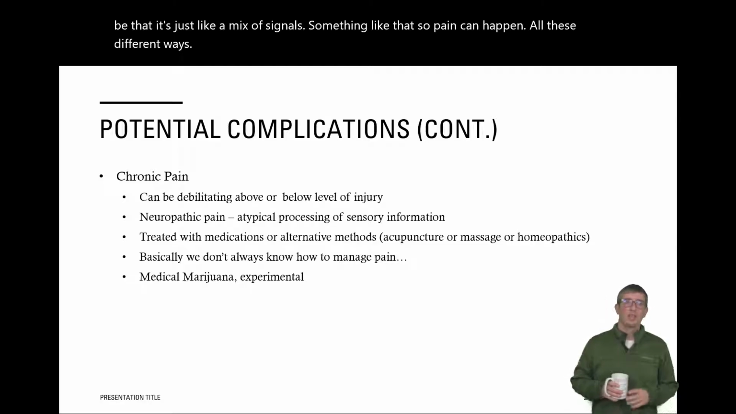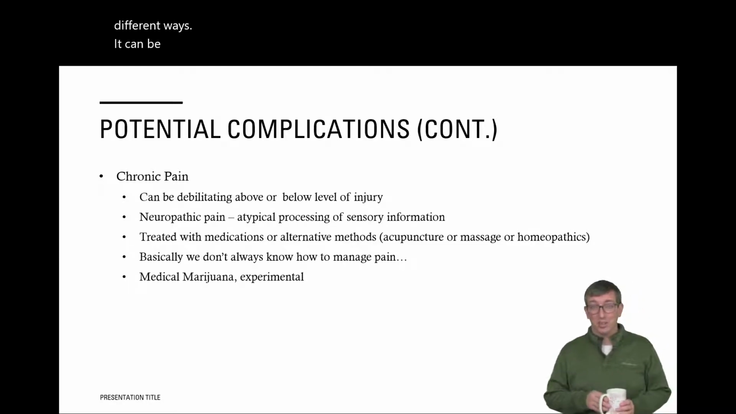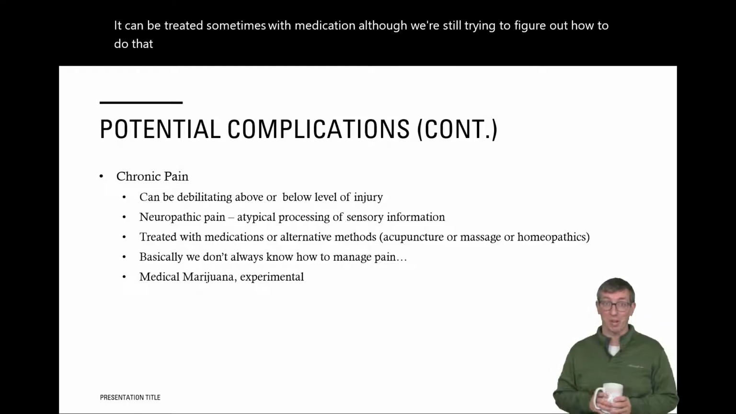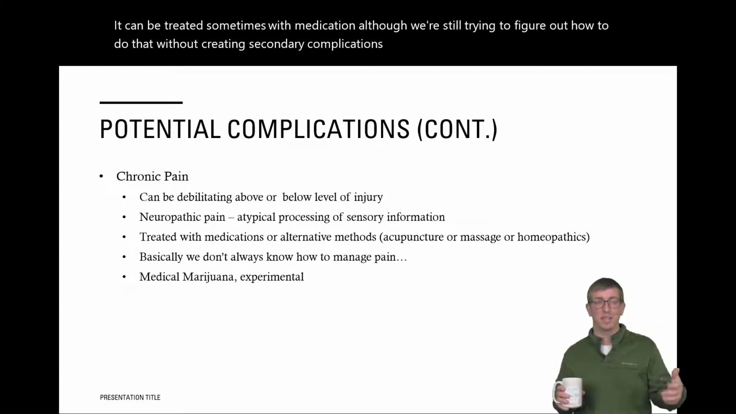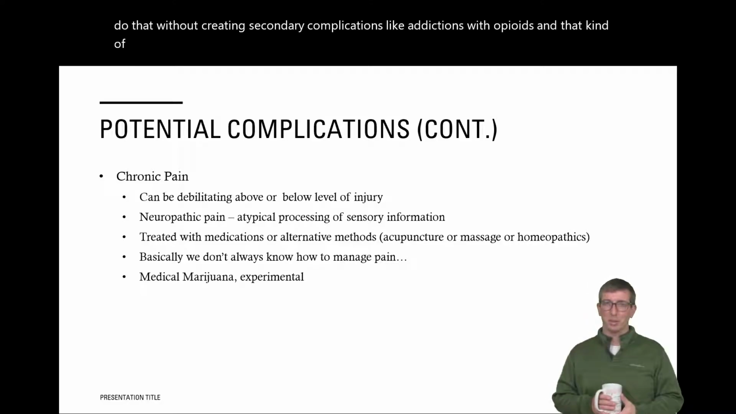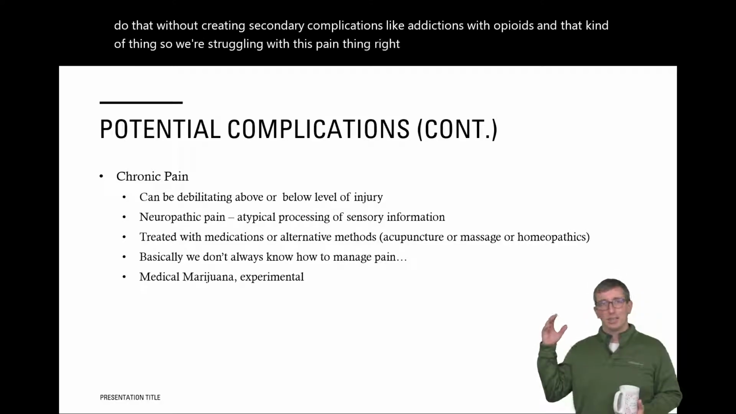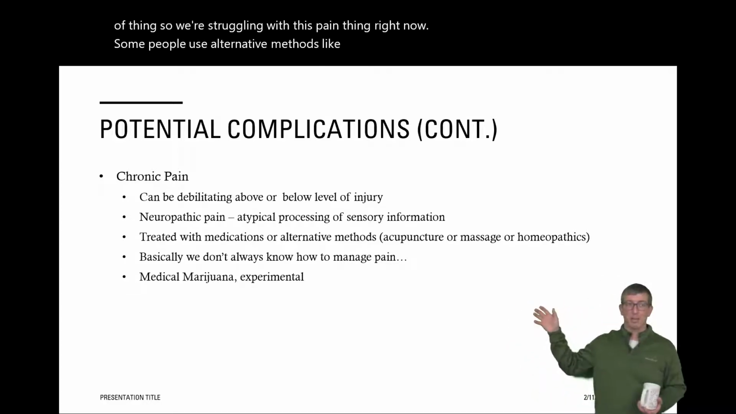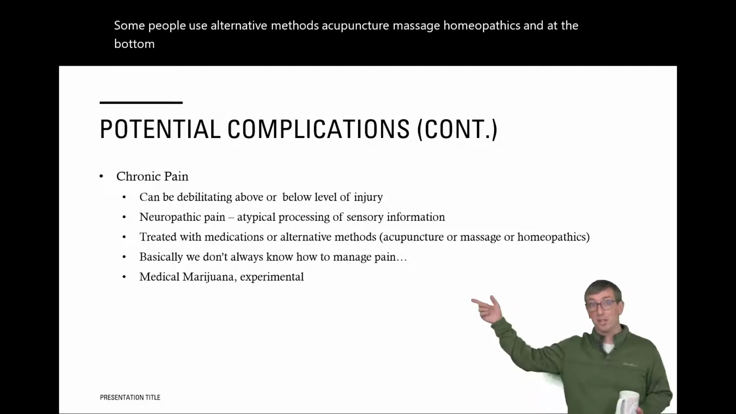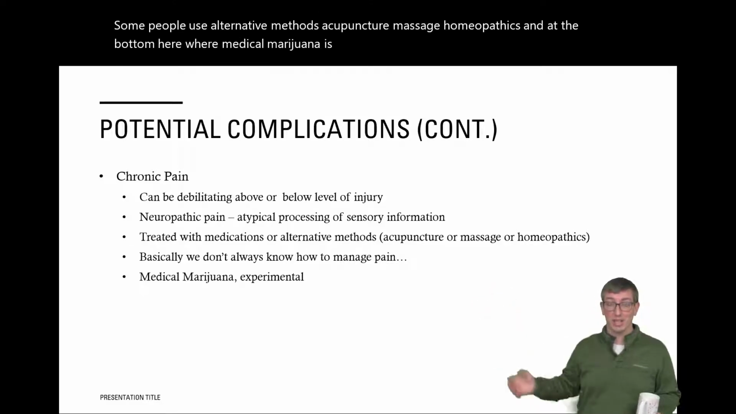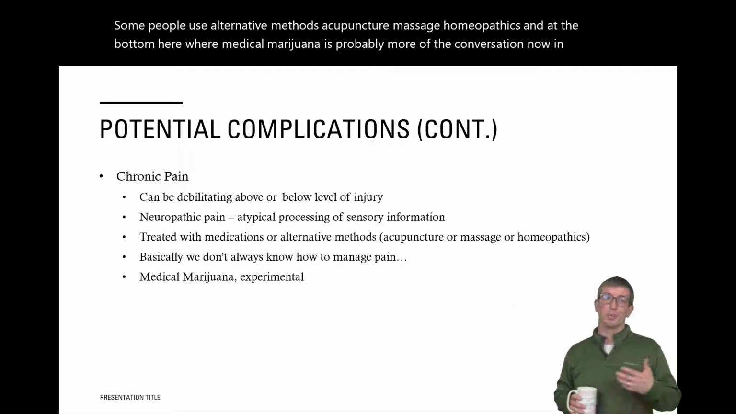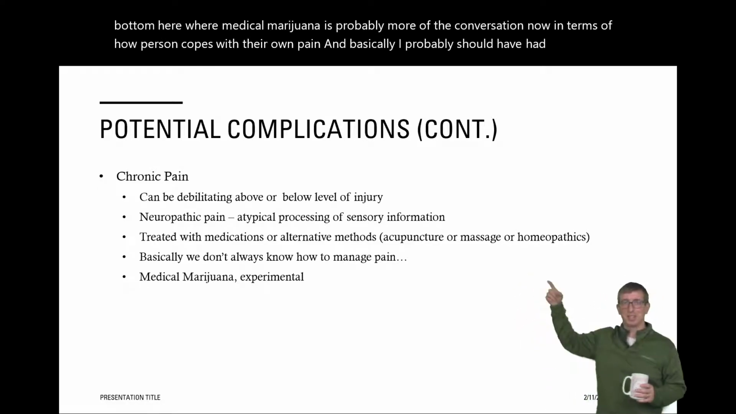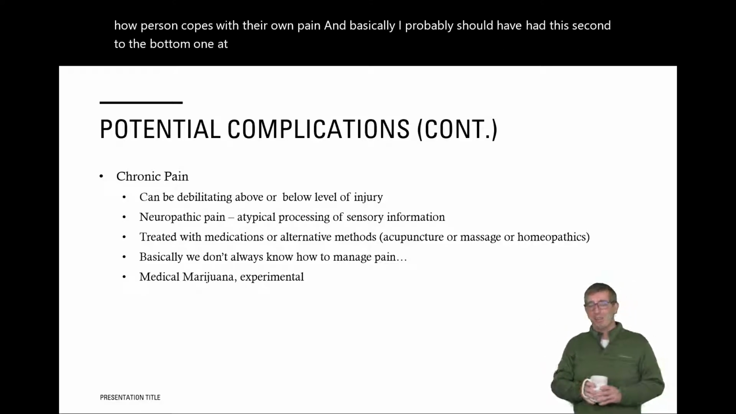It can be treated sometimes with medication, although we're still trying to figure out how to do that without creating secondary complications like addictions with opioids and that kind of thing. So we're struggling with this pain thing right now. Some people use alternative methods like acupuncture, massage, homeopathics, and at the bottom here, medical marijuana is probably more of the conversation now in terms of how a person copes with their own pain. And basically, we don't always know how to manage pain.